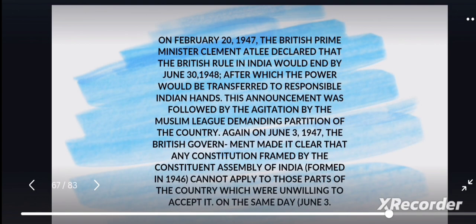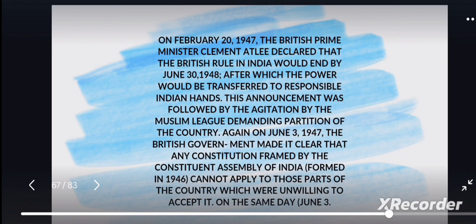On February 20, 1947, the British Prime Minister Clement Attlee declared that British rule in India would end by June 1948, after which power would be transferred to responsible Indian hands. This announcement was followed by agitation by the Muslim League demanding the partition of the country. Again, on June 3, 1947, the British government made it clear that any constitution framed by the Constituent Assembly of India formed in 1946 cannot apply to those parts of the country which were unwilling to accept it.